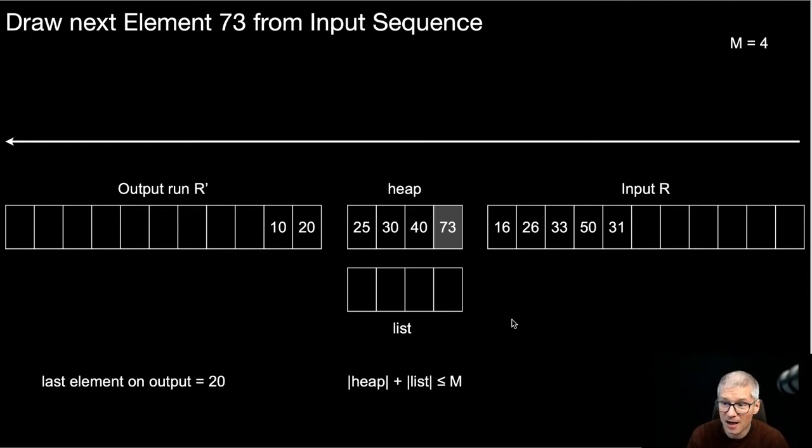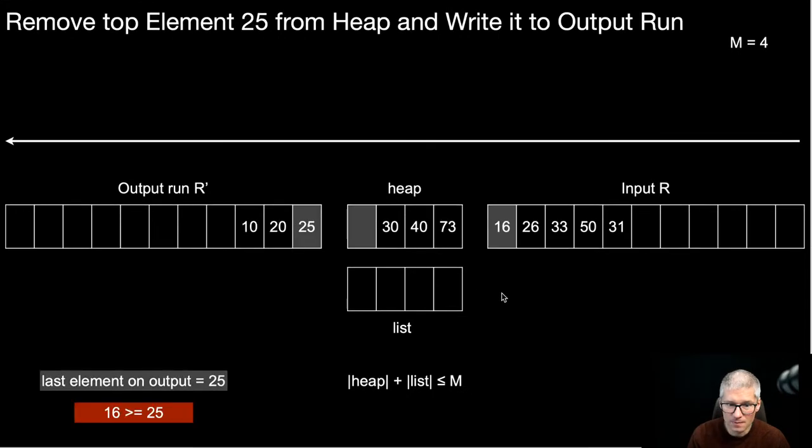Now I proceed. I again remove the top element, which is 25, and put it to the output run. Now the last element output is 25. The next element I'm about to draw is 16. Is 16 greater or equal 25? No, it's not, that's false.